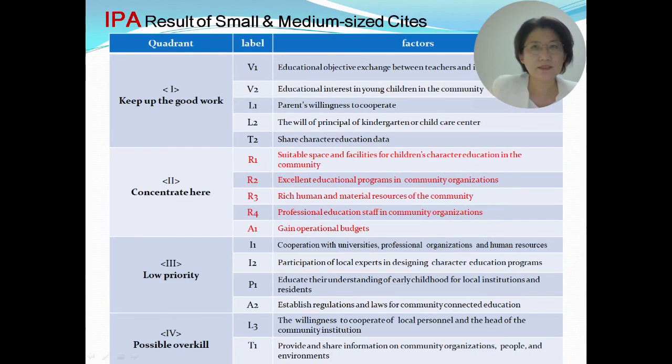We can see in this table, quadrant 2 concentrate here area R1, R2, R3, R4, that is, they are resource richness, the suitable space and facilities, excellent educational program, and rich human and material resources, and professional education staff, and also administrative factors, gain operational budgets are included in this area.